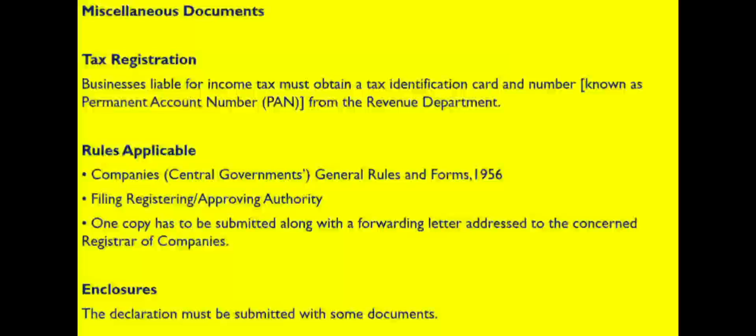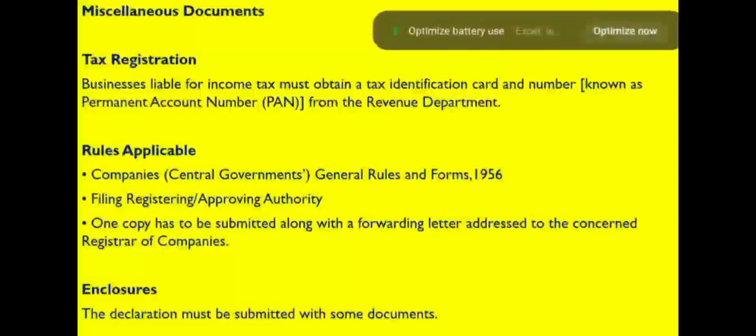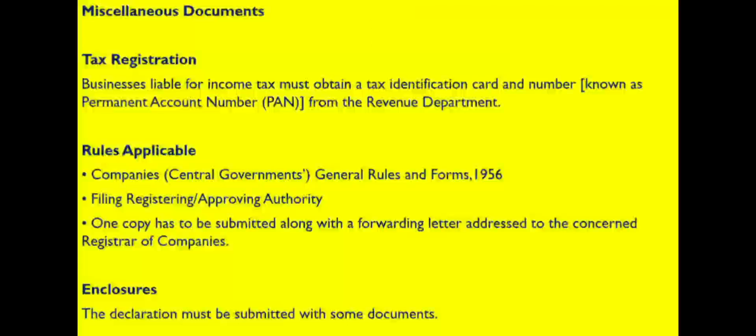Fourth, authority executed on a non-judicial stamp paper in favor of one of the subscribers to the memorandum of association or any other person authorizing him to file the documents and papers for registration and to make necessary corrections, if any. Last, the ROC's letter in original indicating the availability of the name.